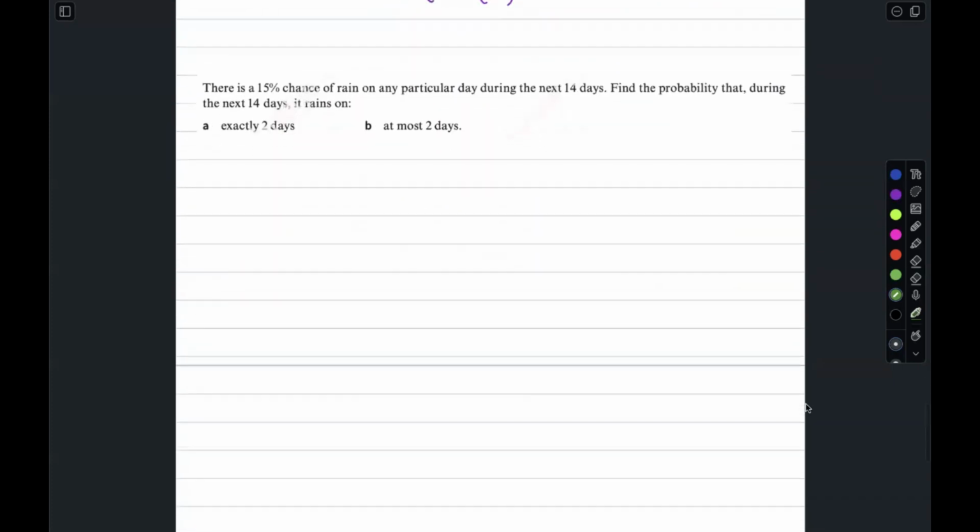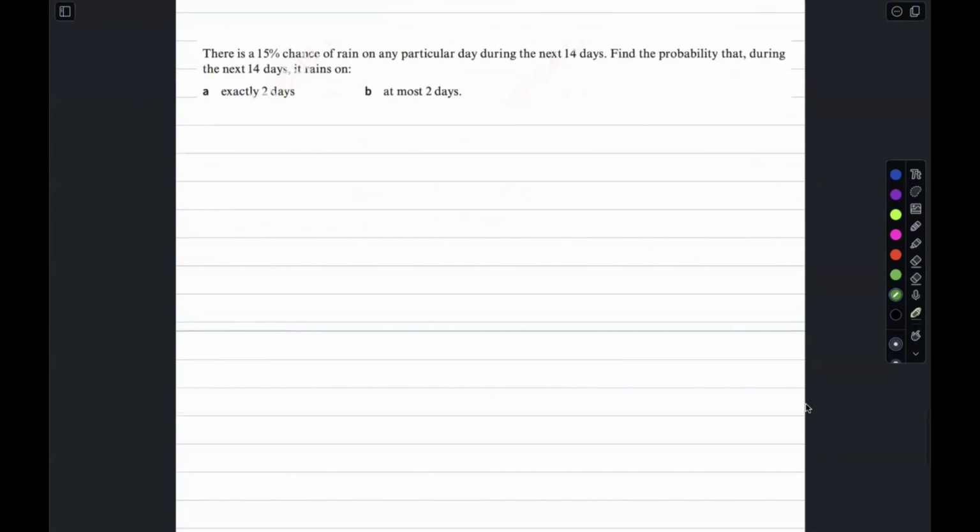Now next we have a word problem. In this question, it says that there is a 15% chance of rain on any particular day during the next 14 days. Find the probability that during the next 14 days, it rains on exactly 2 days and at most 2 days. Whenever we have a question, it is first important to figure out what kind of distribution that is. We know that it is a binomial distribution, as we have a fixed number of trials.